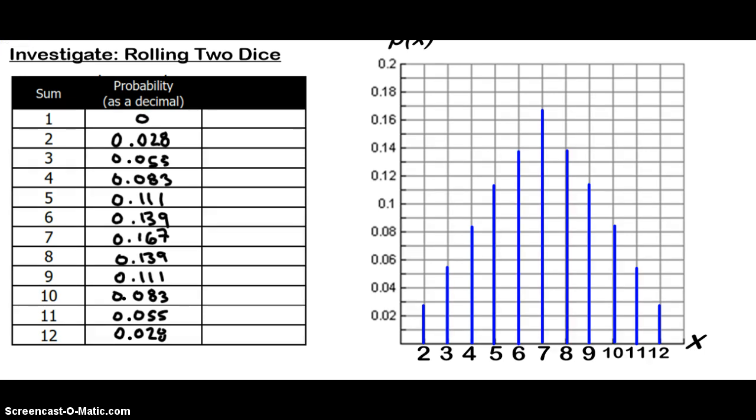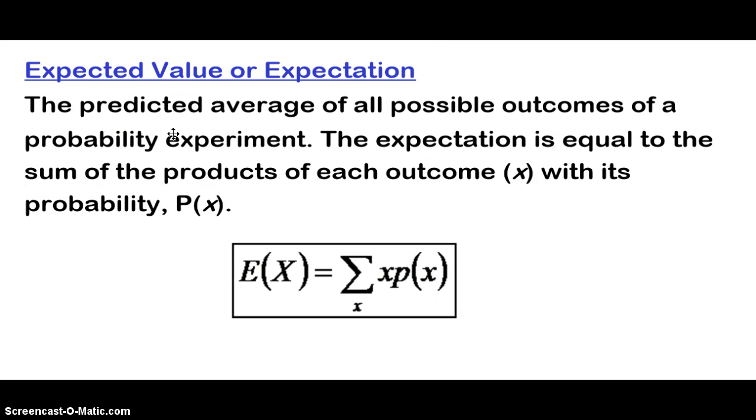Let's continue on. Notice in the investigation there is a part where I ask you to calculate the expected value. Now, expected value is an important concept in probability theory. When I talk about it in class, I want you to think of the long-term average. We're going to talk about how to calculate it, but then I'm going to talk about what exactly it means. So here's the definition of it. It's the predicted average of all the possible outcomes of a probability experiment.